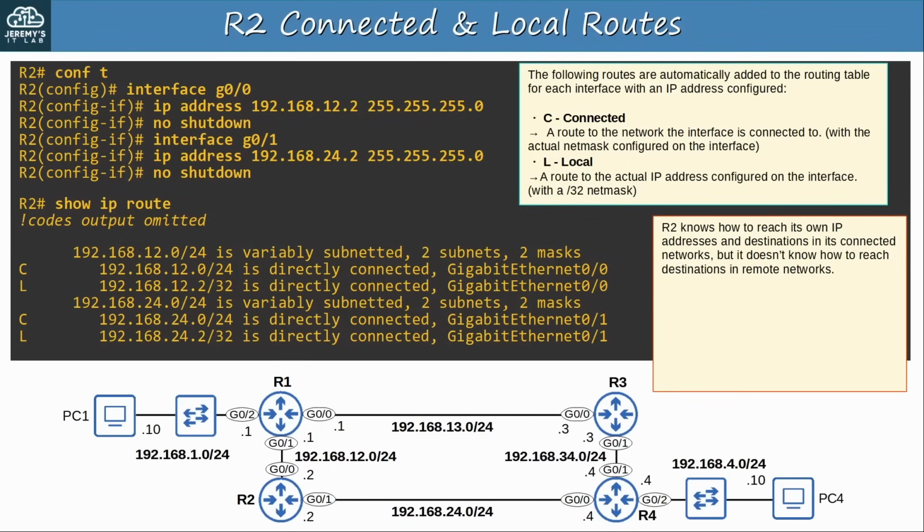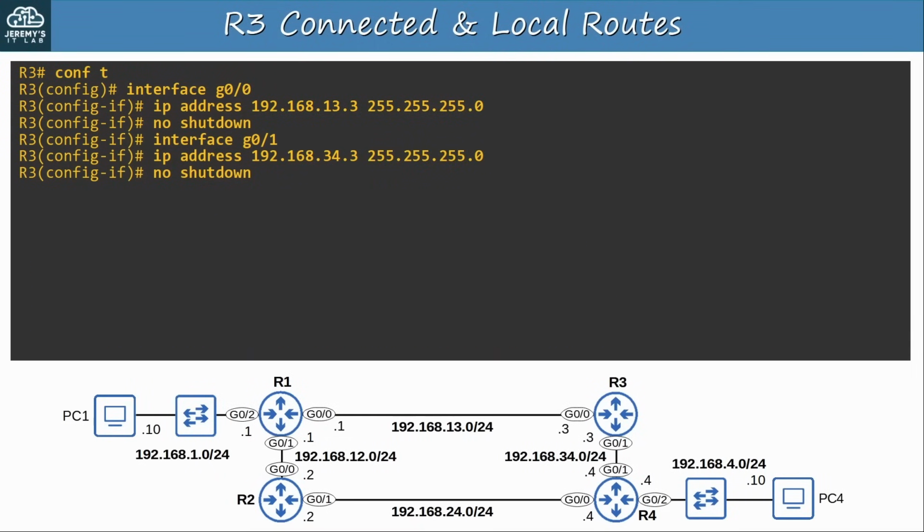So, to summarize, R2 knows how to reach its own IP addresses and destinations in its connected networks, but it doesn't know how to reach destinations in remote networks. By remote networks, I mean networks not directly connected to R2. So, R2 knows how to reach destinations in the 192.168.12.0/24 and 24.0/24 networks, including its own IP addresses in those networks. But it doesn't know how to reach any of the other networks in the topology. If R2 receives packets destined for hosts in these other networks, it will have to drop them. R2 doesn't know where it should send them.